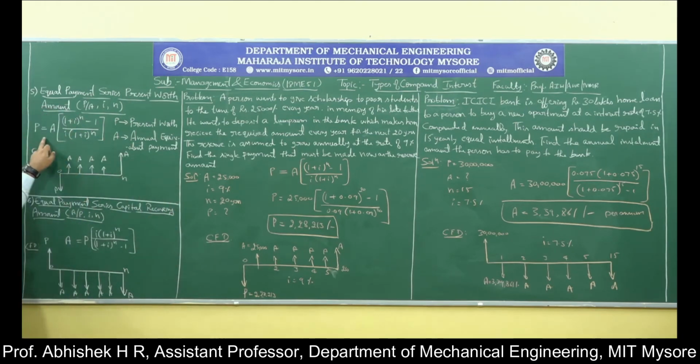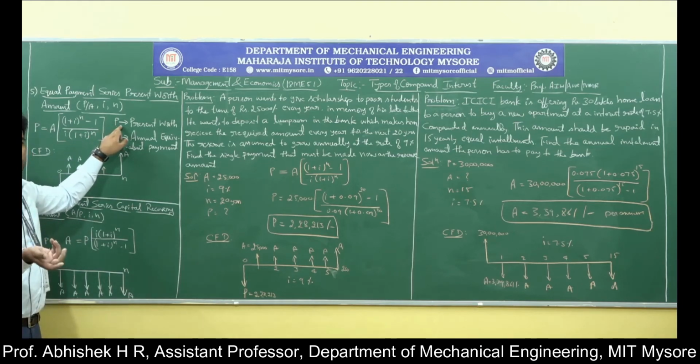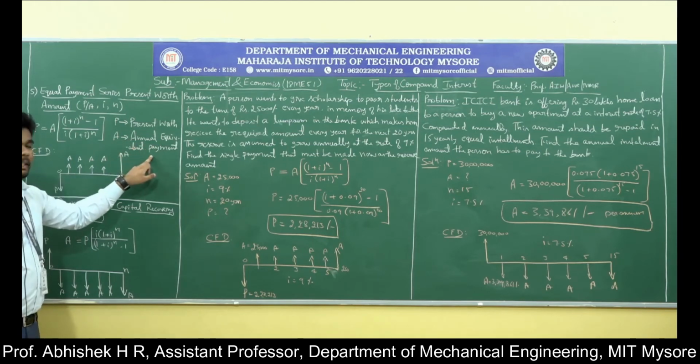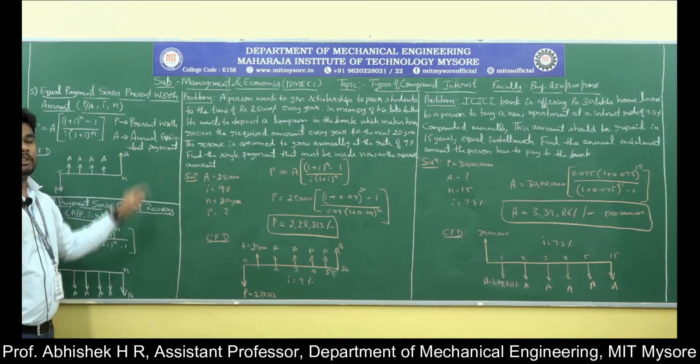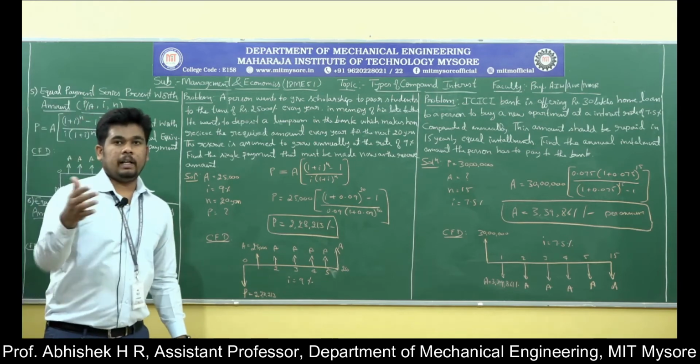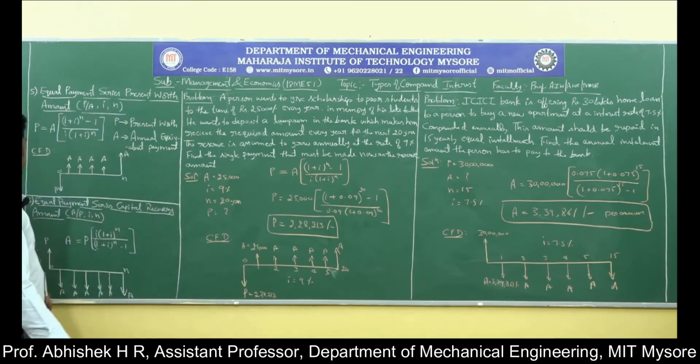And the formula to find the P is equal to A into 1 plus I whole to the power n minus 1 divided by I into 1 plus I whole power n. Here P is what? The present worth amount or the principal amount. A is annual equivalent amount. So the amount which we are paying annually or yearly, that is A, the equal amount.